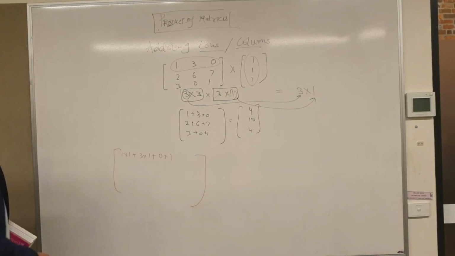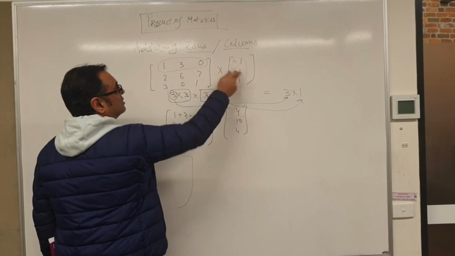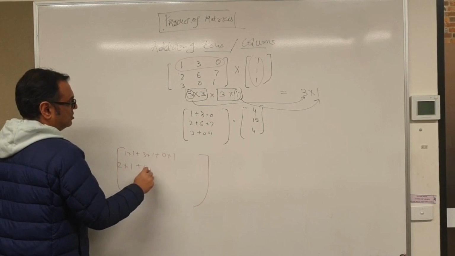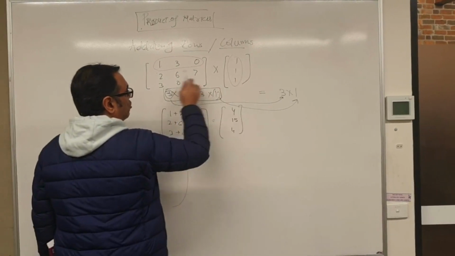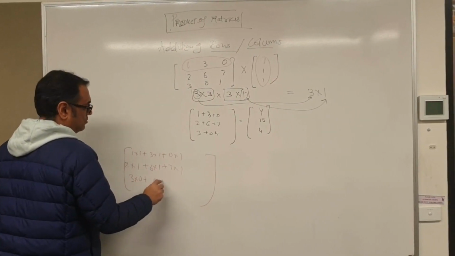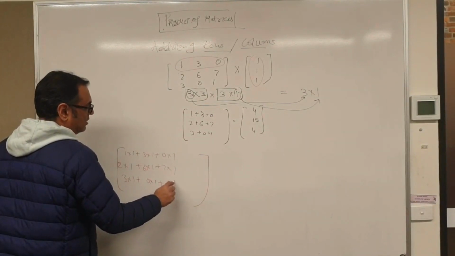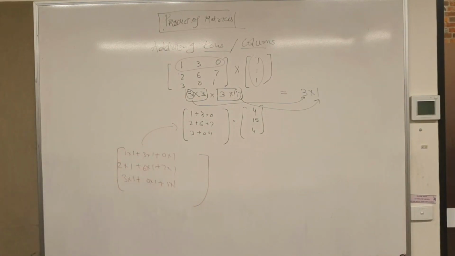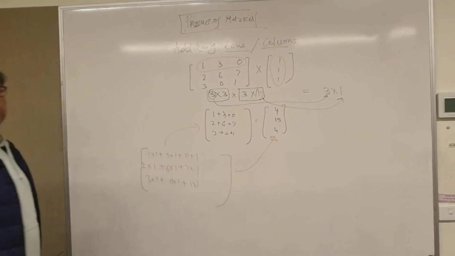Correct? Is there any other column? No. Go to the next row and do the same thing: 2 times 1 plus 6 times 1 plus 7 times 1. Is there any other column? No. Go to the next row: 3 times 1 plus 0 times 1 plus 1 times 1. These two are the same, right? And eventually you get this.